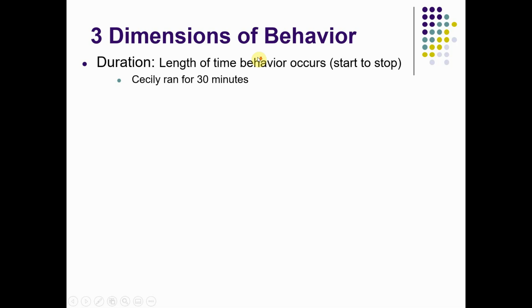Now, duration refers to the length of time a behavior occurs from its start to stop. So some examples here. Cecily ran for 30 minutes. So from when she started running to when she ended running, 30 minutes elapsed. That would be the duration of time she's engaging in the behavior. Finn played video games for 60 minutes. From when he started playing video games to when he ended playing video games, that would be considered the duration.